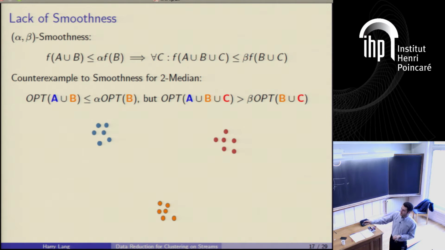But now, if I add this suffix C, all of a sudden, B union C, I can put 1 cluster there and 1 cluster there. So small OPT. But all of a sudden, when I try to cluster all 3, one of these clusters has to make this huge jump to the other ones. So this OPT blows up to arbitrarily big. I can separate the clusters as much as I want. So no matter what alpha and beta I pick, the clustering doesn't satisfy the smoothness condition.